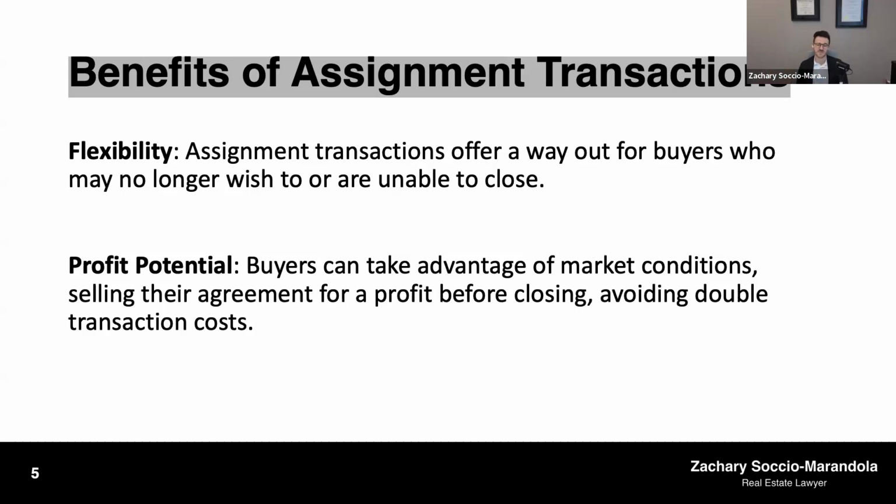The funny thing about assignments is you see them most prevalent in very good or very bad markets. In very bad markets, people are unable to close, so on new construction you're seeing more assignments. When things are really good and prices jump, people are assigning those contracts they may have entered into a couple of years before because there's a profit to be made.